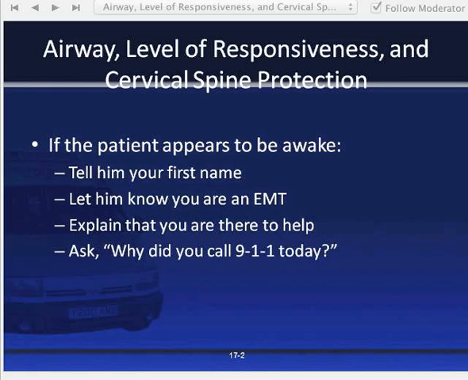The answer the patient will give you is important information. First, it will tell you if the airway is open. Second, it'll tell you what the level of responsiveness is, or the level of consciousness. Thirdly, the patient's answers should be the chief complaint. A chief complaint is the reason why EMS was called, usually in the patient's own words.